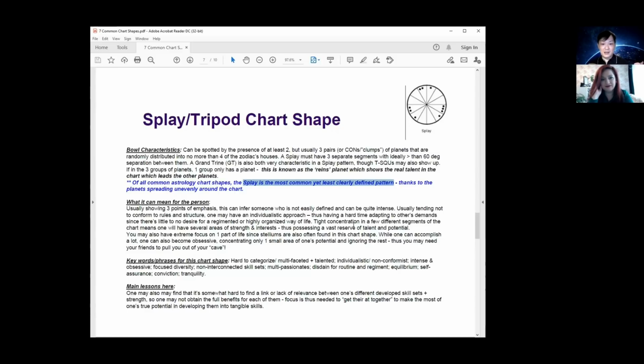And with that, there's a Scorpionic part that comes along, because I've also seen that splay and tripod chart shapes may also contain stelliums. So there's an intensity and obsessive energy that may be present in their character. And I think the main phrase that comes to mind is focused diversity. They are focused because they are clumps of planets, but they are also diverse at the same time because it's spread apart.